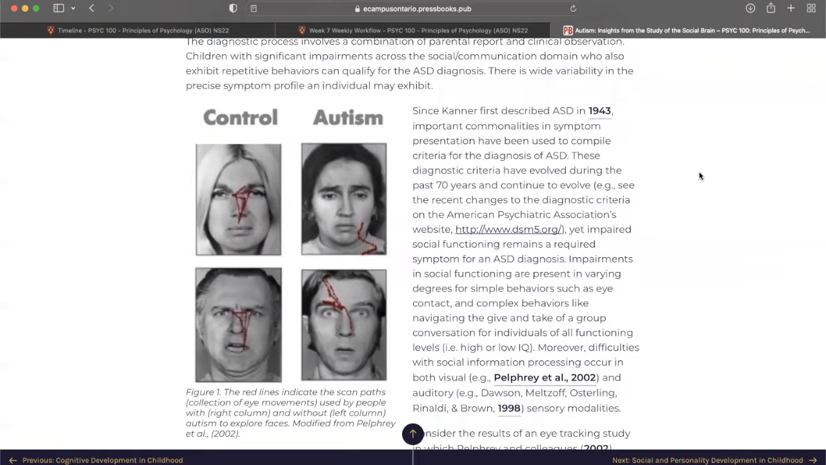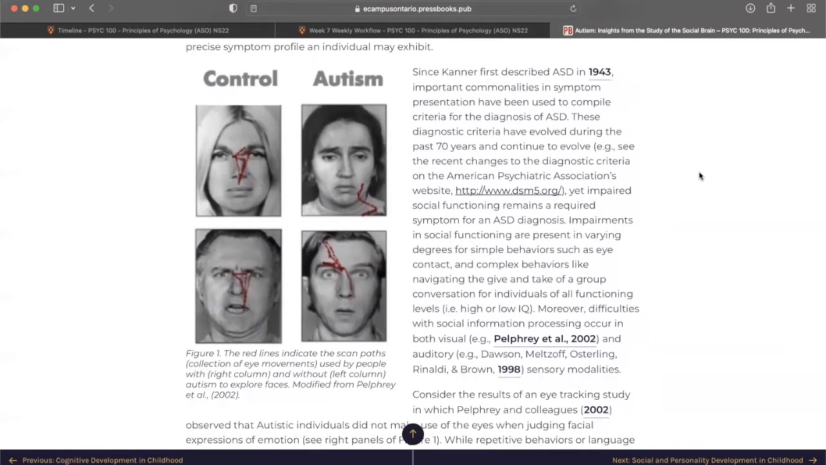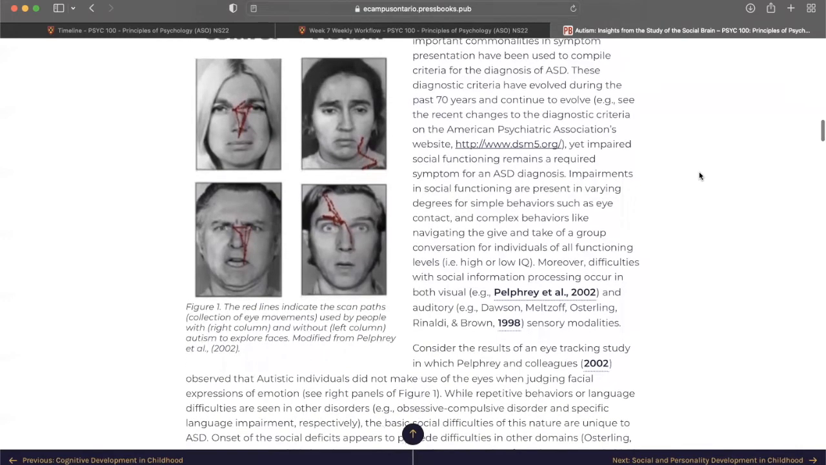Since Kanner first described ASD in 1943, important commonalities in symptom presentation have been used to compile criteria for the diagnosis of ASD. These diagnostic criteria have evolved during the past 70 years and continue to evolve. Yet impaired social functioning remains a required symptom for an ASD diagnosis. Deficits in social functioning are present in varying degrees for simple behaviors such as eye contact and complex behaviors like navigating the give and take of a group conversation for individuals of all functioning levels.